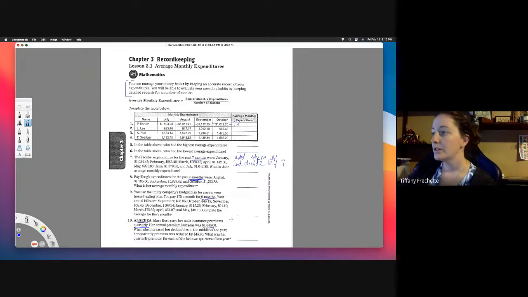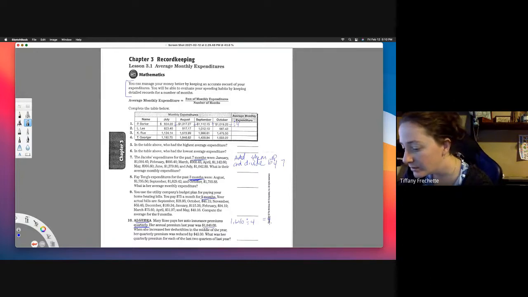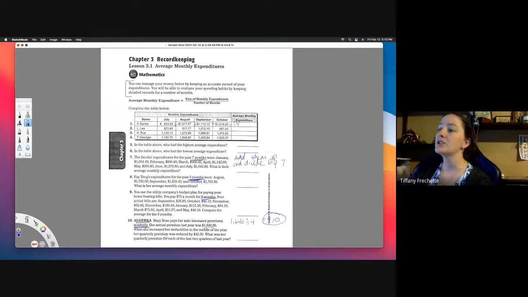So if we pay attention to this, we know that her payments will be $1,640 divided by 4. So she's going to be paying $410. That's her normal payment. But then she changed her deductible. Sorry, she increased it. So by increasing her deductible, they're actually going to charge her less because she's willing to pay more out of pocket. So it went down by $45.